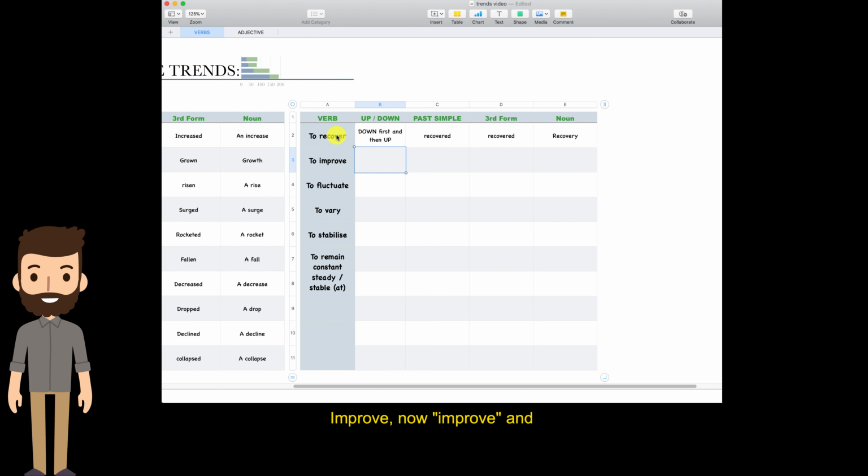Improve. Now, improve and recover are synonyms. So I'm just going to say the same thing here. It was down first and then up. Okay, so my health is improving. House prices in Toronto have improved, for example. Past simple would be improved. Third form is also improved.